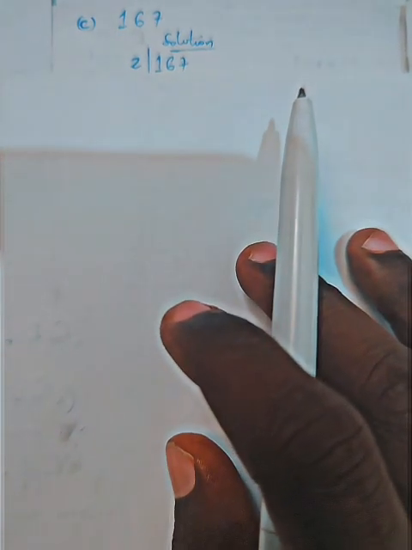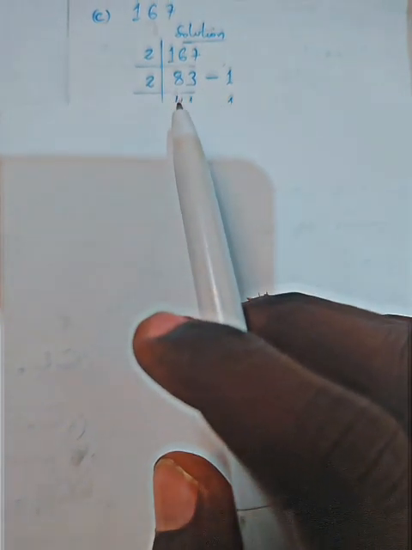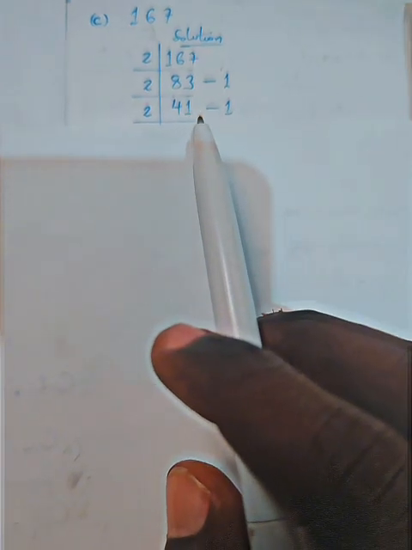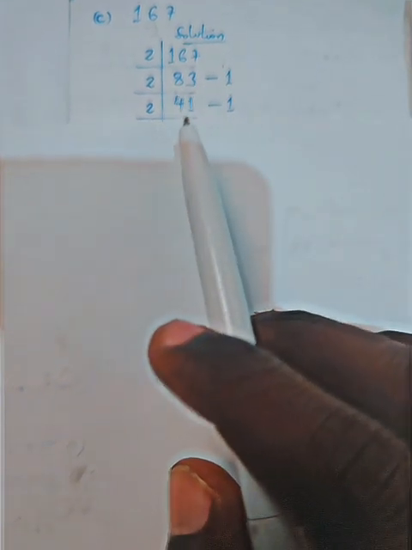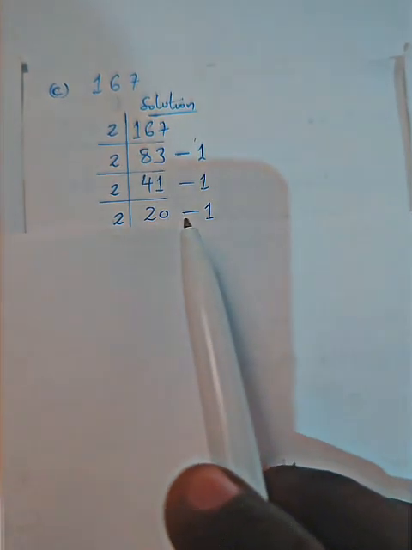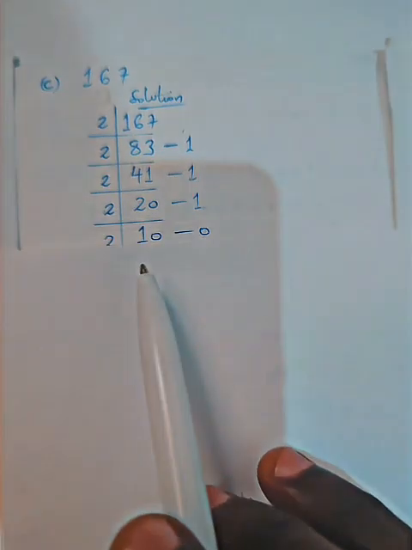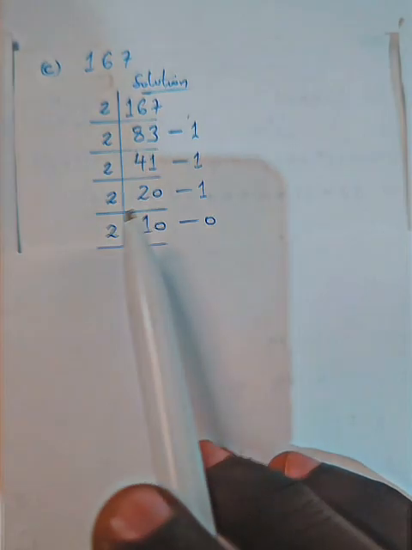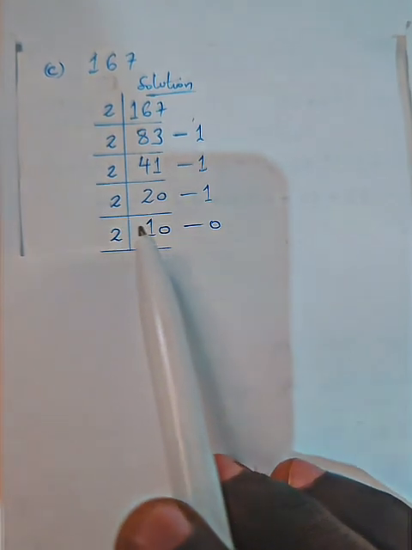Question 1c, 167. Solution: 167 divided by 2 you get 83.5. Remainder is 1. 83 divided by 2 you get 41.5. Remainder is 1. 41 divided by 2 you get 20.5. Remainder is 1.